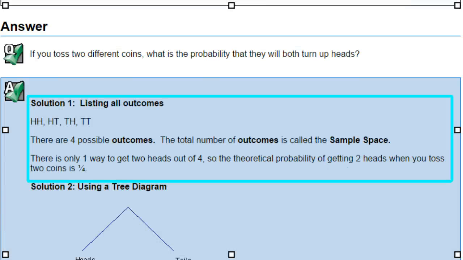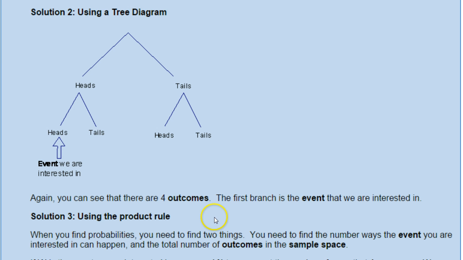So let's look at a second example. If we're tossing 2 coins, what is the probability that they'll both turn up heads? Well, there are 3 solutions I'm going to show you. The first one is where you list all the outcomes: heads heads, heads tails, tails heads, and tails tails. So there are 4 possible outcomes. And by the way, one term you should note here: the total number of outcomes is called the sample space.